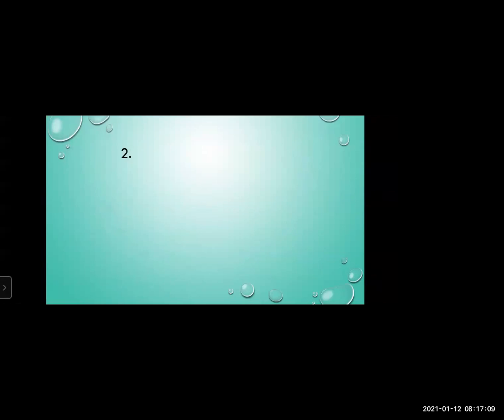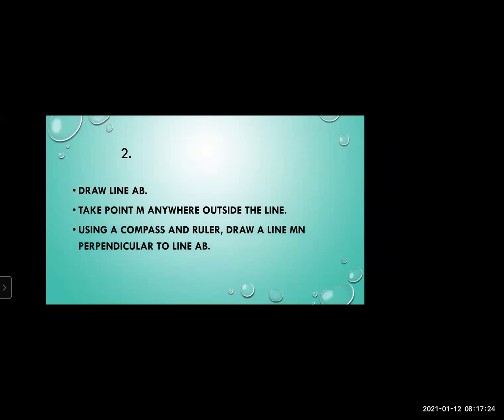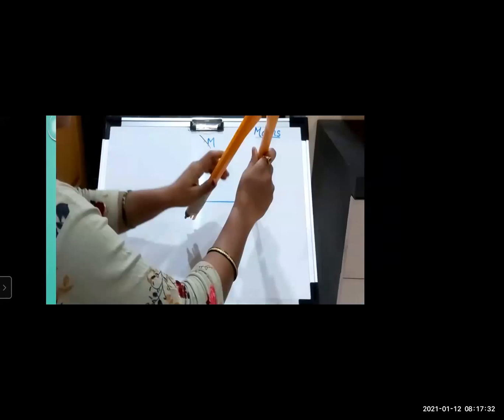Now the second one, what is the second instruction? Draw line AB. Then after drawing the line AB, take point M anywhere outside the line. So here, same, we have to give the point outside the line. Now here we have to use the compass and a ruler and draw a line MN perpendicular to line AB. Let's begin.